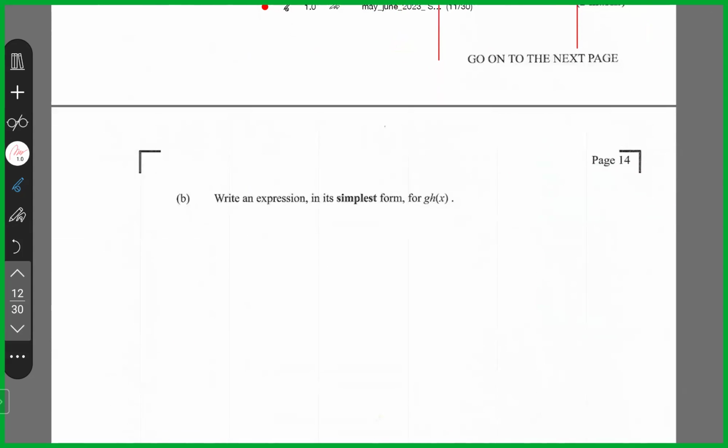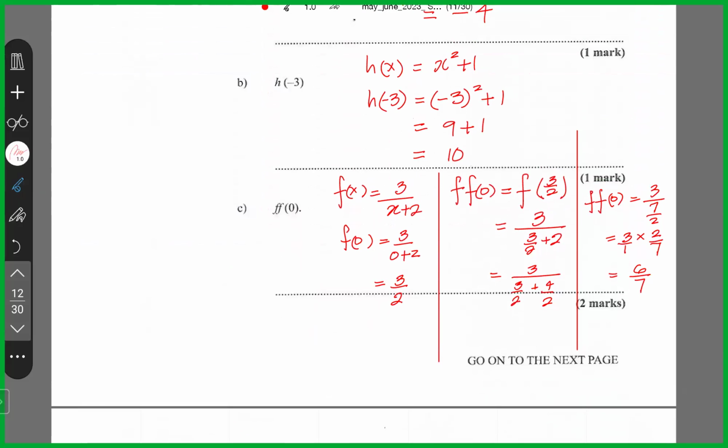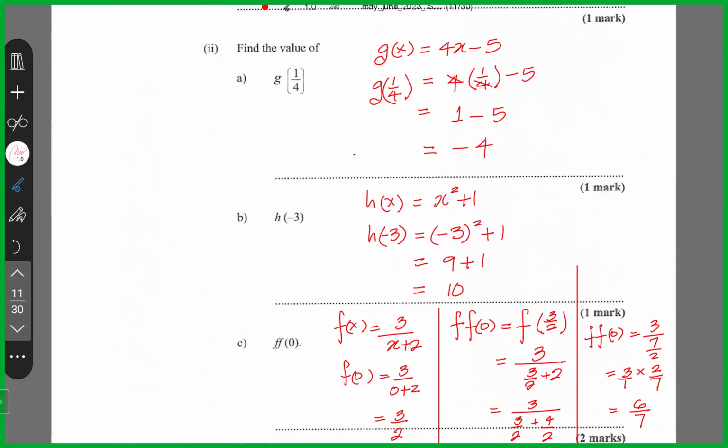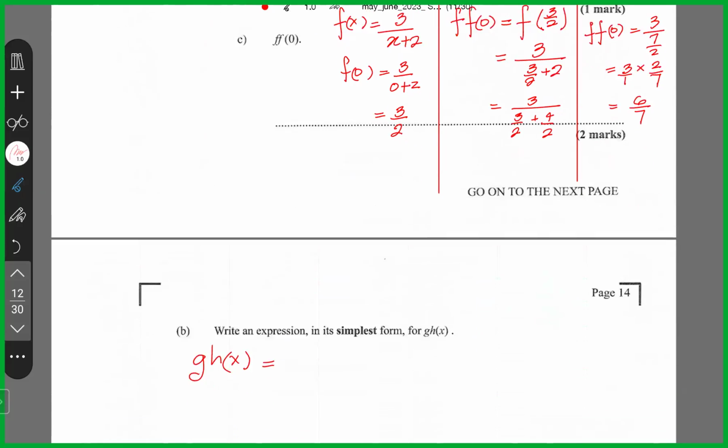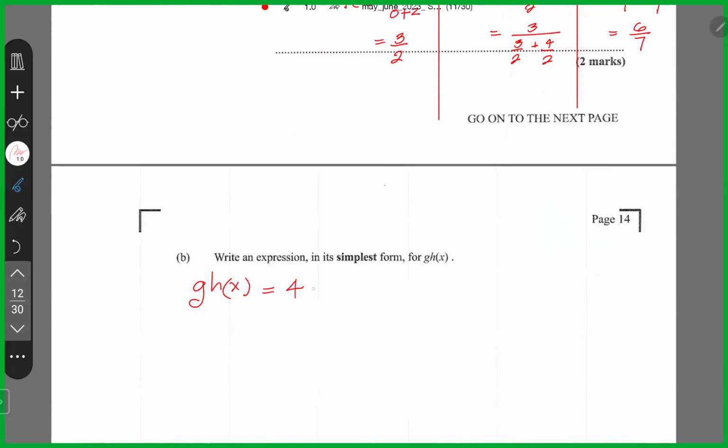B is asking us to write an expression in its simplest form for g of h of x. Well, g of h of x is a composite function, and to form g of h of x, I am going to write g, and I'm going to put h of x in g. How do I do that? I'm going to write g, and g is what? 4x minus 5.